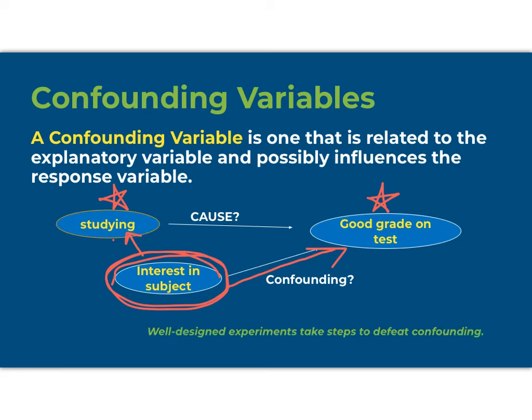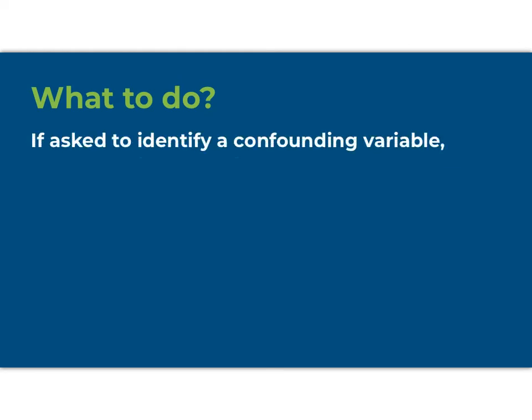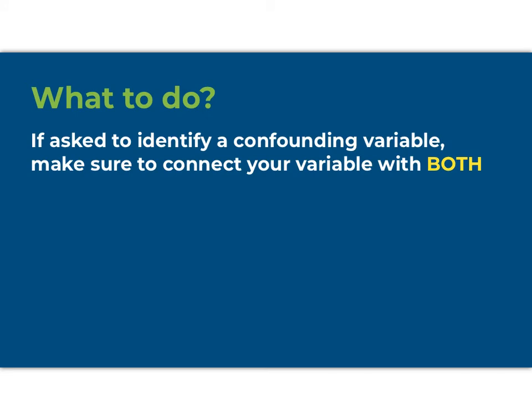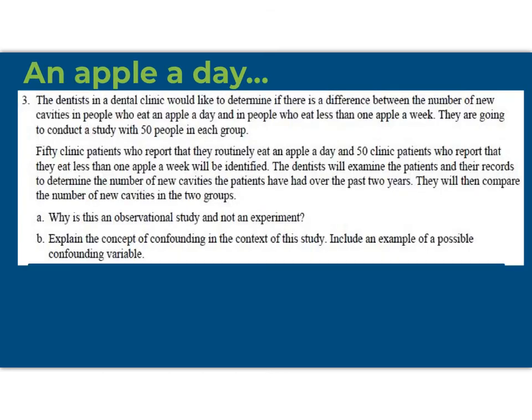Well-designed experiments take steps to try and defeat any confounding variables. So if you're asked to discuss what a possible confounding variable would be, the most important thing is to make sure you're connecting your variable to both the explanatory variable and the response variable. How is that thing associated with both of them, not just the response?